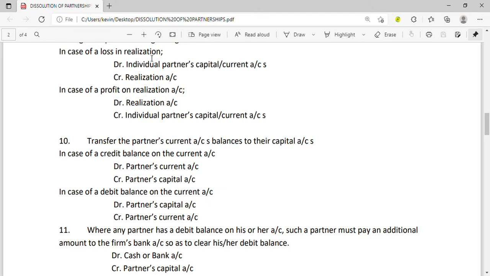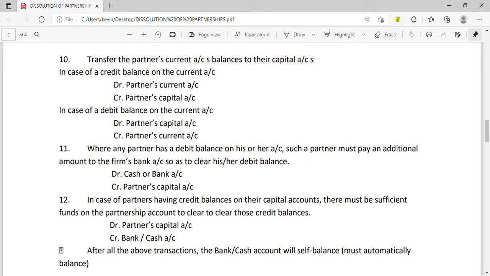So in case of a loss on realization, we debit the individual partners' capital account or current account, because they will be paying for that loss, so money will be deducted from their accounts, and we credit the realization account. Then in case of a profit on realization, we debit the realization account and we credit the individual partners' capital account because their account will be credited with the profits that they have shared.